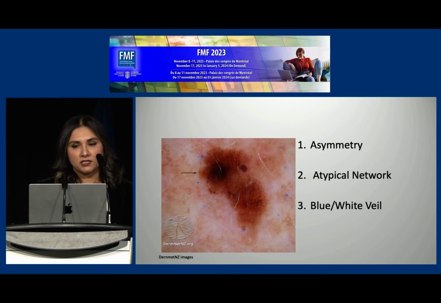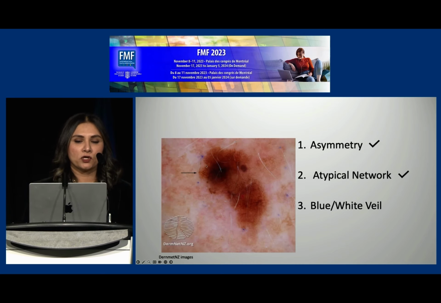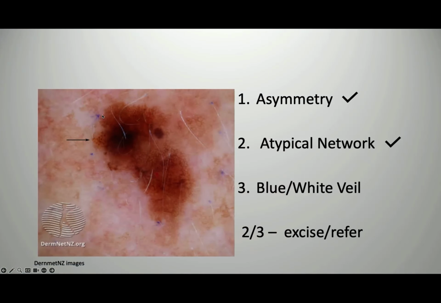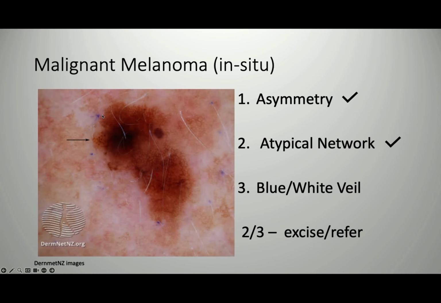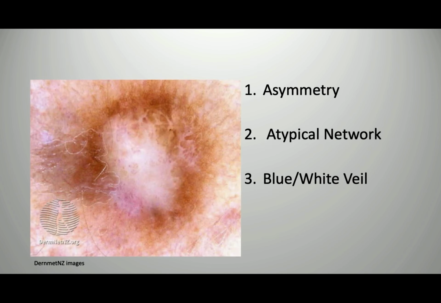Another lesion, definitely asymmetric, definitely atypical network. No blue-white veil, but this sign here usually is called the fried egg sign because you see the yolk and then you see kind of the side of it. It's 2 out of 3. We will excise this. This is a malignant melanoma in situ as well.